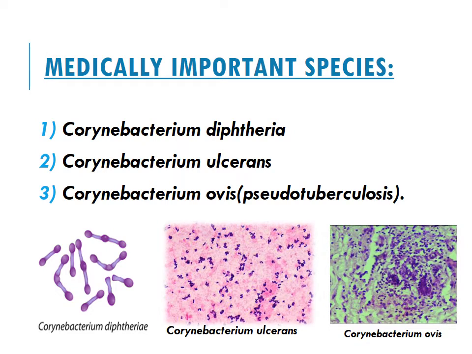Medically important species. First, Corynebacterium diphtheriae. Second, Corynebacterium ulcerans. Third, Corynebacterium ovis, which is also known as pseudotuberculosis. You can see the strains of such microorganisms in the figure.